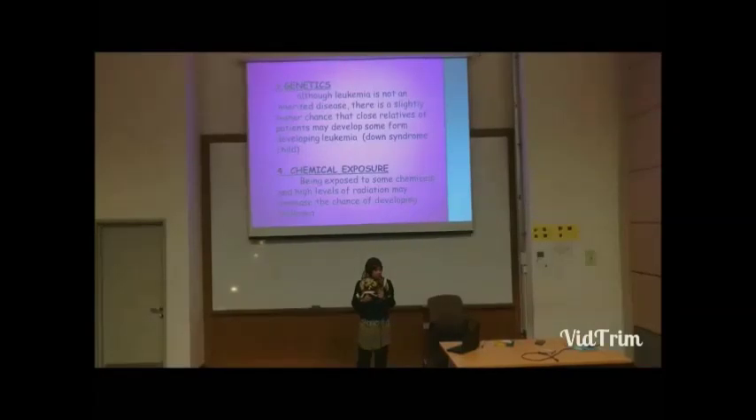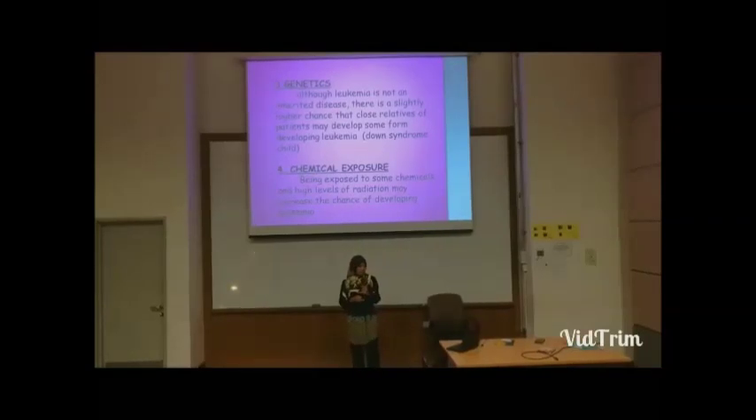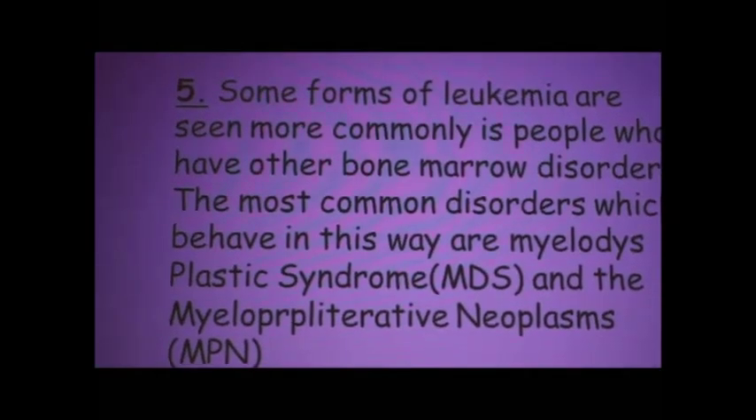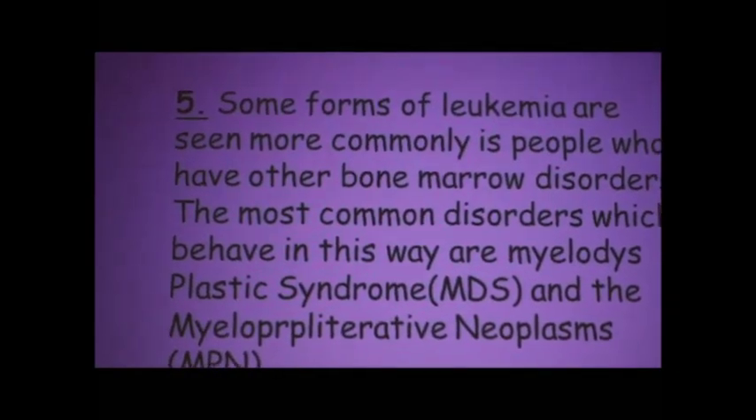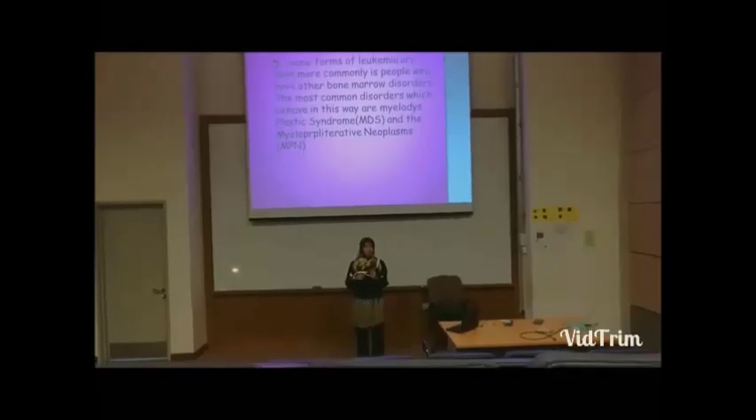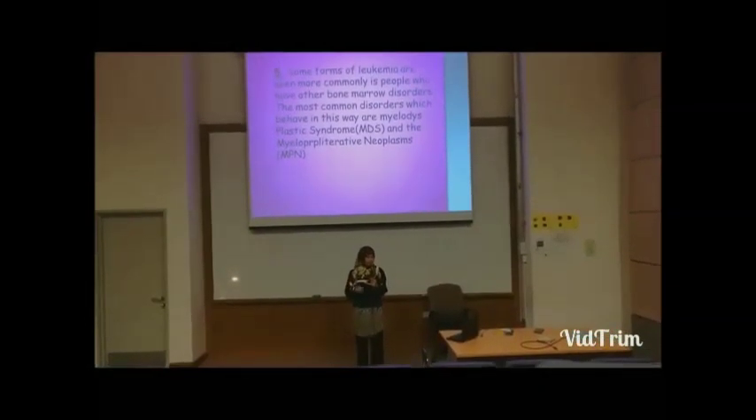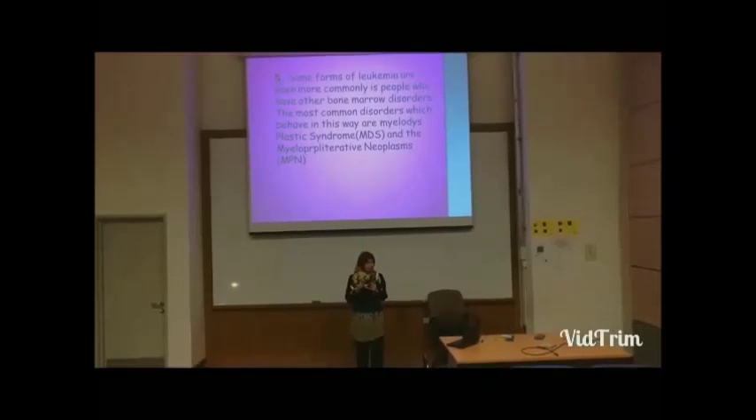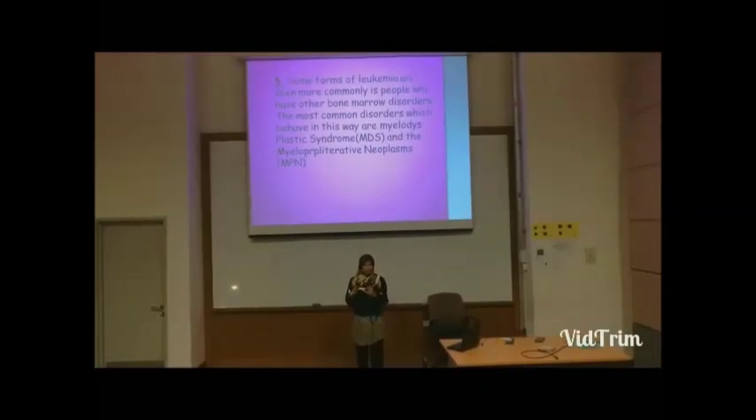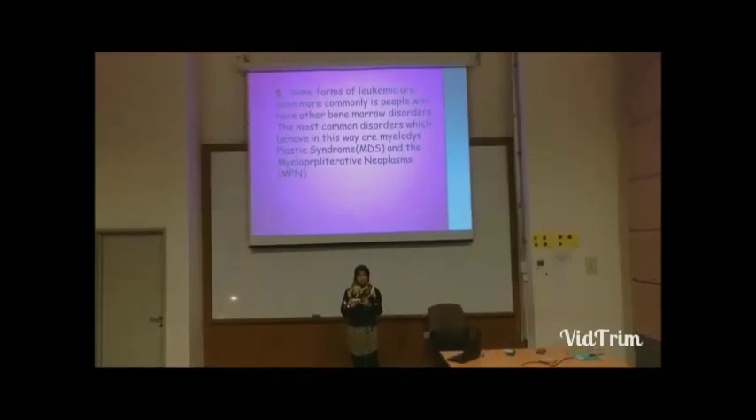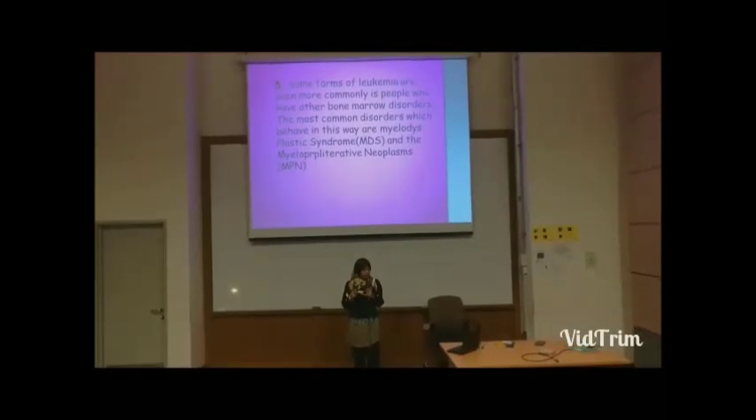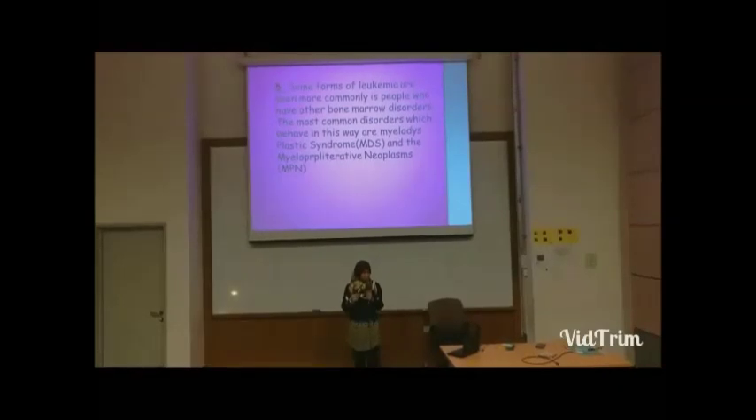Number 4 is chemical exposure. Being exposed to some chemicals or high levels of radiation may increase the chance of developing leukemia. Number 5, some forms of leukemia are seen more commonly in people who have another bone marrow disorder. The most common disorders which behave in this way are myelodysplastic syndrome, MDS, and myeloproliferative neoplasm, MPN.